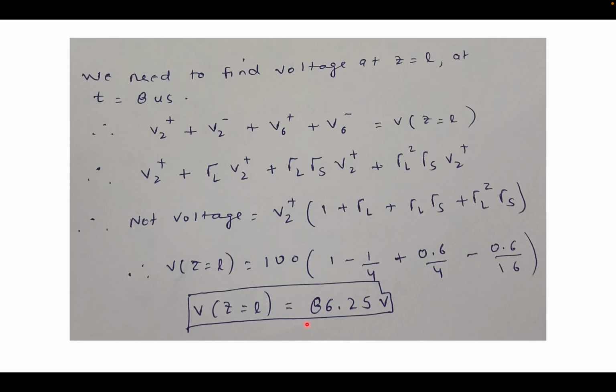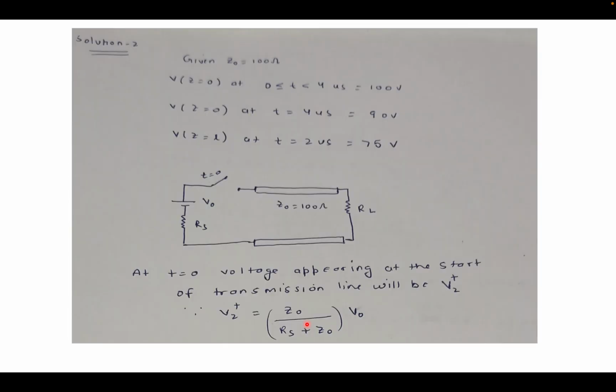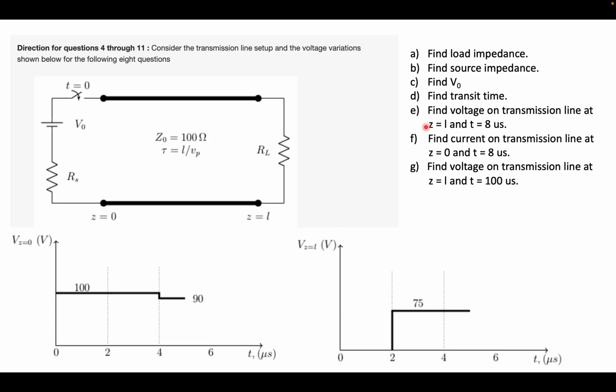Okay, so this is the answer of fifth part. Now let's move on to find the current on transmission line at Z is equal to 0 and t is equal to 8 microsecond. So the similar thing works here, but here you just need to find the current, right?